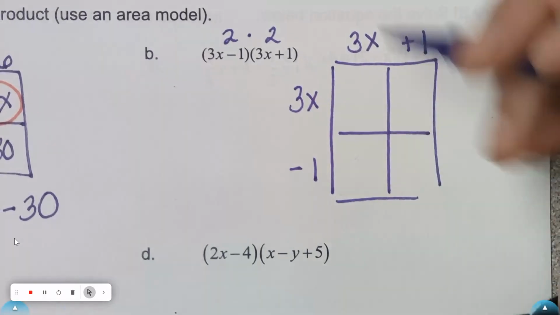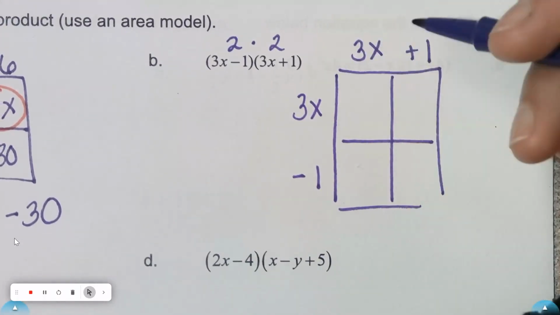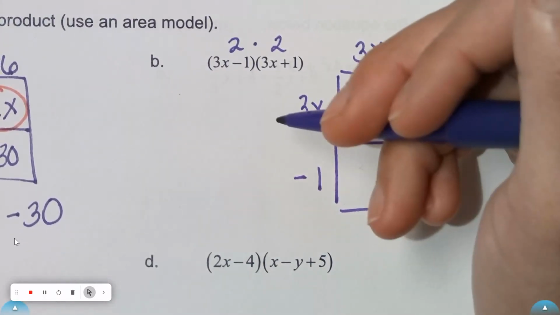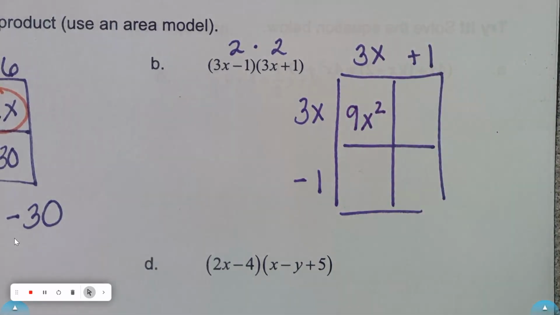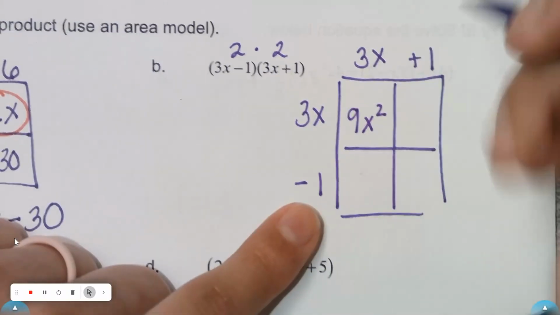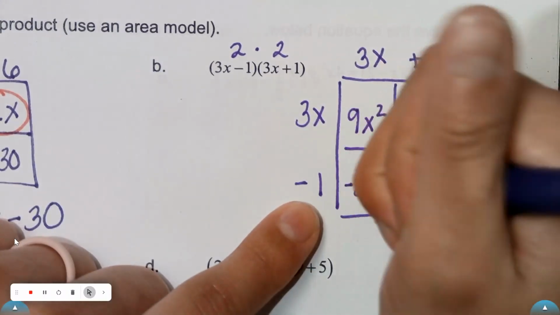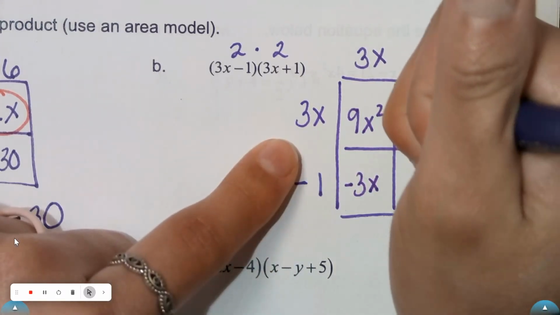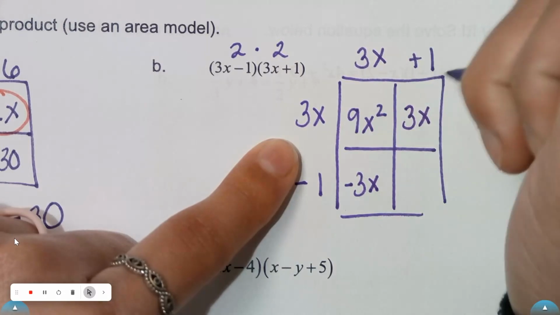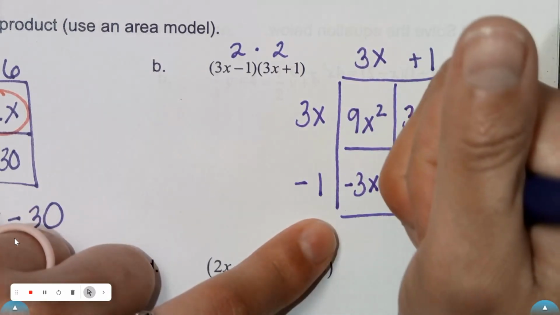In order to get my stuff in the box, I'm going to multiply. So 3x times 3x, I get 9x squared. 3x times negative 1, I get negative 3x. 1 times 3x, that's 3x. And 1 times negative 1 is negative 1.